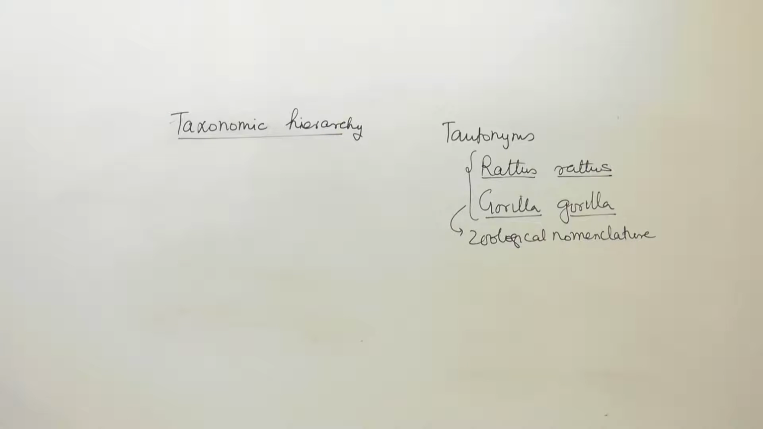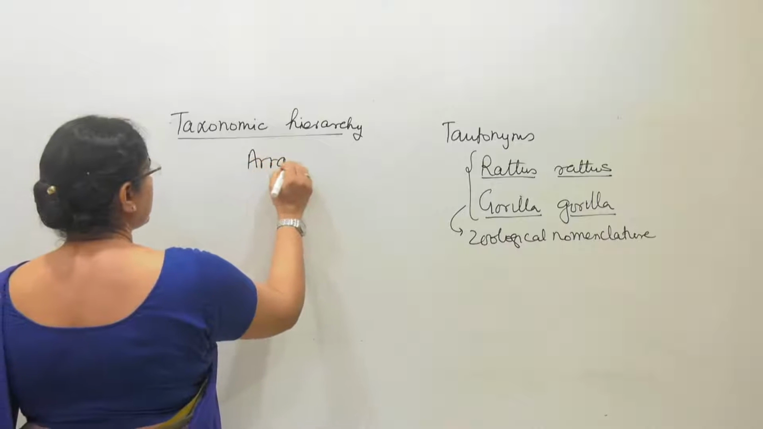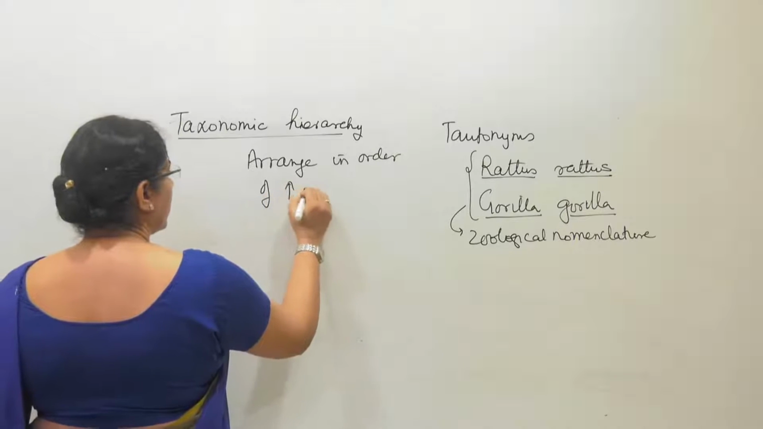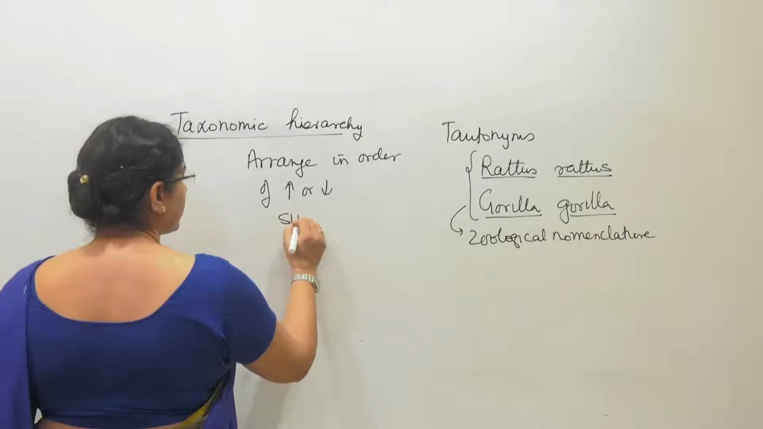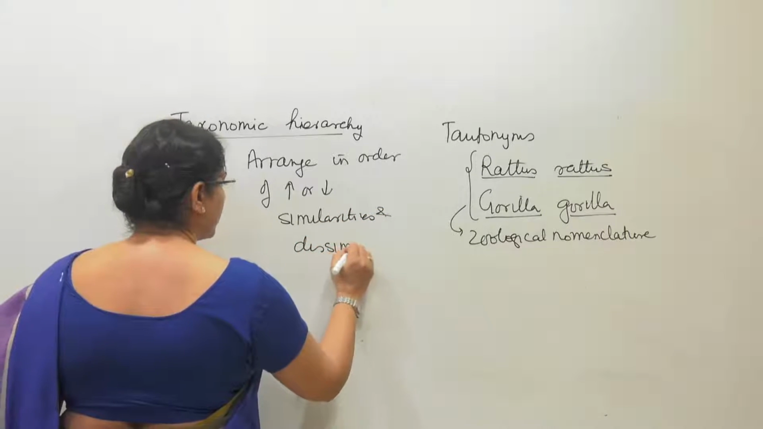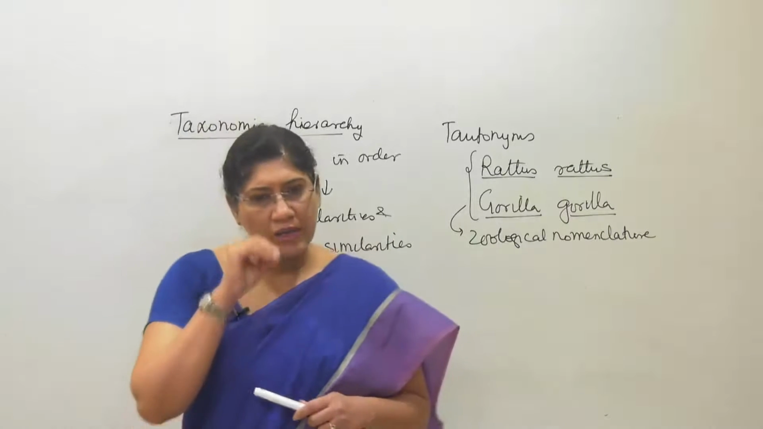Next thing that we look at is the taxonomic hierarchy. Hierarchy means to arrange organisms in order of increasing or decreasing similarities and dissimilarities. Now what is the aim of hierarchy?